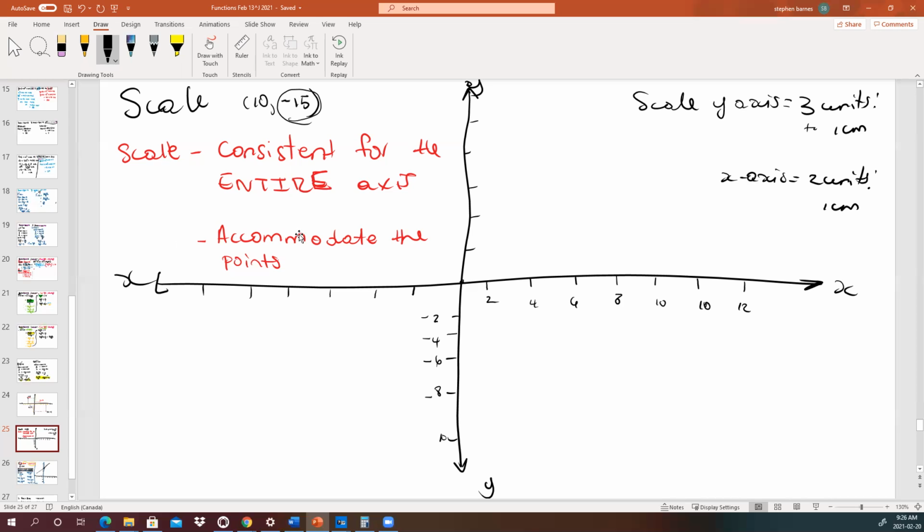Also, you can have a different scale on both of the axes. Say you have 3 units to 1 centimeter on your x-axis. You can have a completely different scale on your y-axis, depending on what is called for in terms of the points that you have to plot. The whole aim is to get all of those points to fit on the Cartesian plane that you drew, and so you scale your axes to accommodate those.